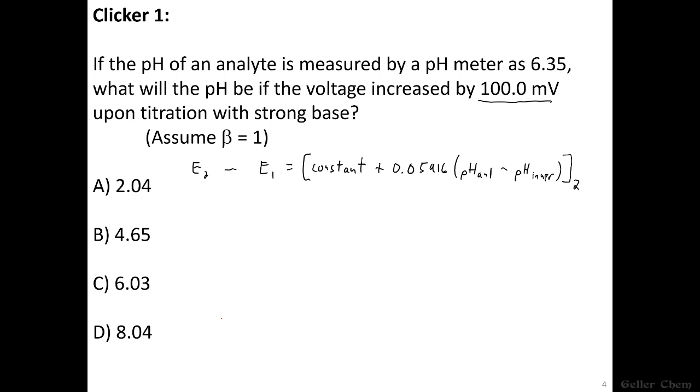And then I'm going to write the equation again. Constant plus 0.05916 parentheses pH of the analyte minus that inner reference constant pH. But this represents that first voltage reading. And the one thing that's missing from the right side of the equation is this minus sign here. So let's add that in.